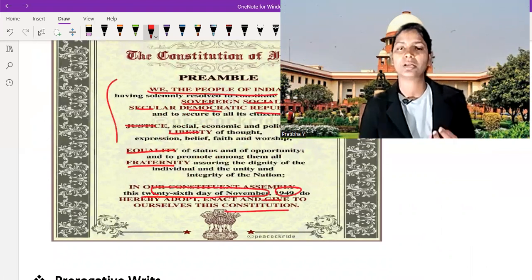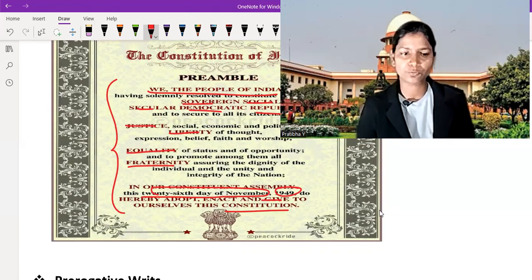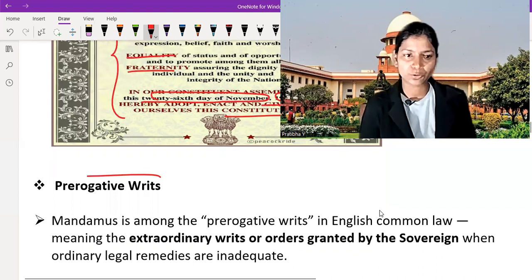You have to remember, like a song, each and every keyword of the Preamble. It is very, very important. Okay. Now let's move on to the next topic called prerogative writs.